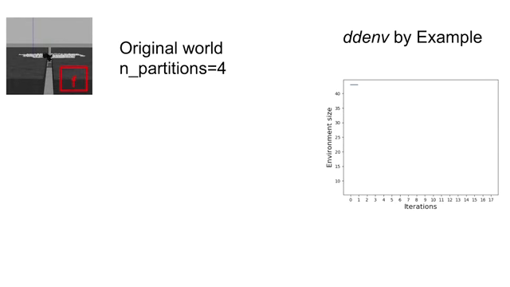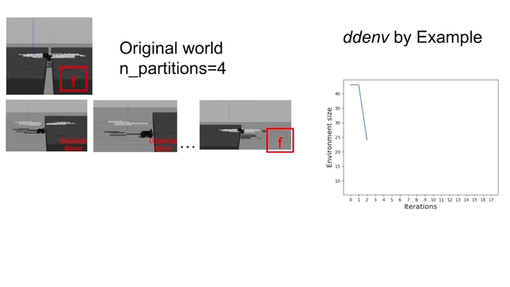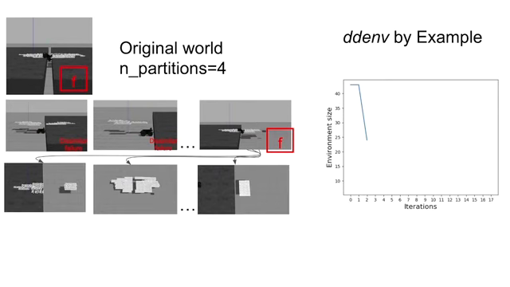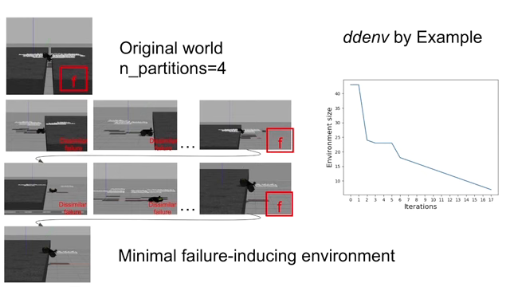As the algorithm progresses, it will encounter runs in which the manipulated environment is either a success or a dissimilar failure. Once a similar failure is reached, repartitioning is triggered and that world becomes the new candidate for the minimal failure-inducing world. The process is repeated until a stopping condition is met. As the plot shows, environment size is monotonic decreasing.